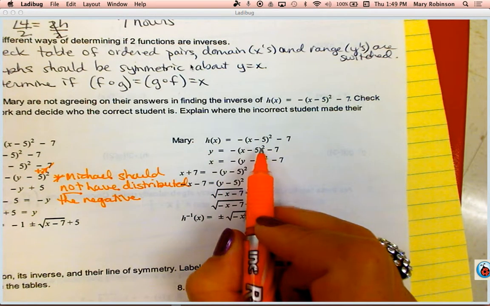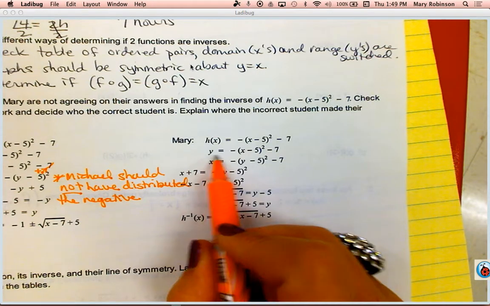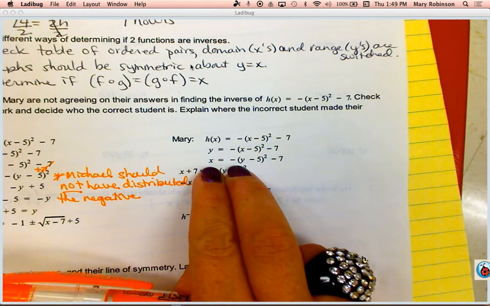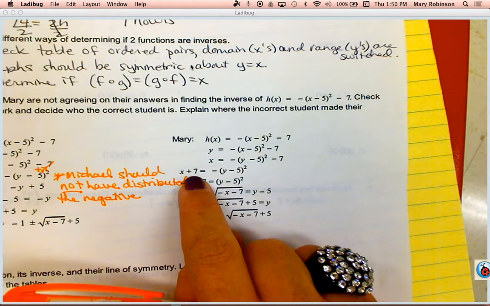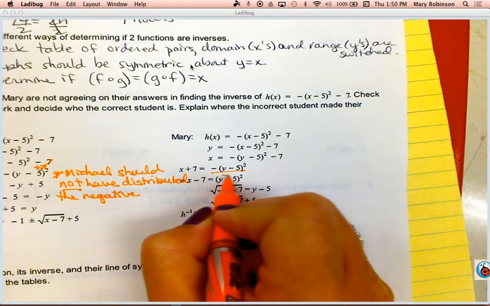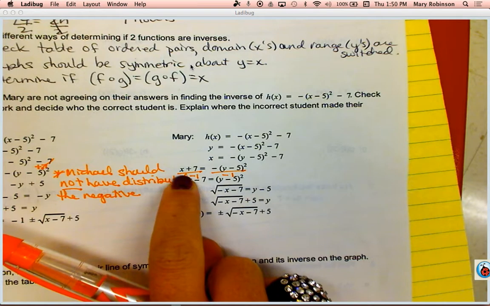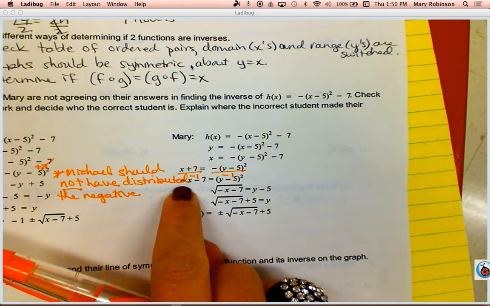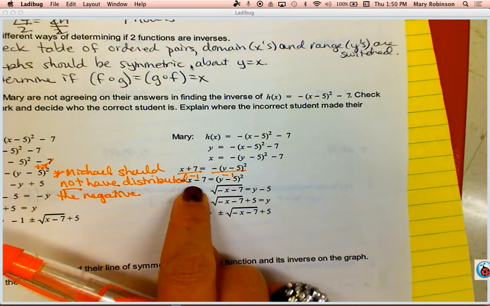Looks like she wrote down her y equals. She switched her x and y. She needed to add 7. That was good. She added 7. She divided by a negative. So think about what happens when you divide by a negative. This was a positive x divided by a negative, which changed it to negative x. And a 7 divided by a negative 1 is a negative 7, so that's correct.